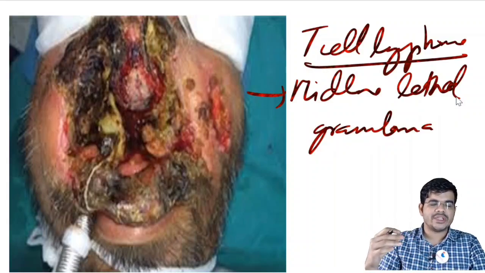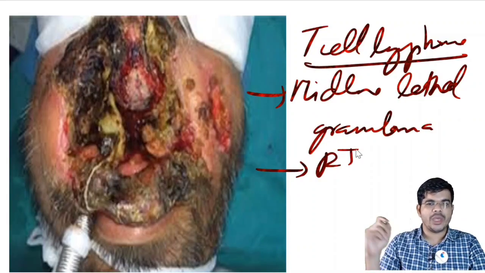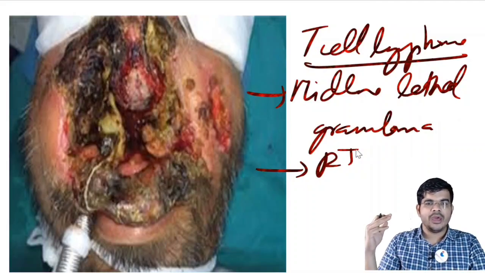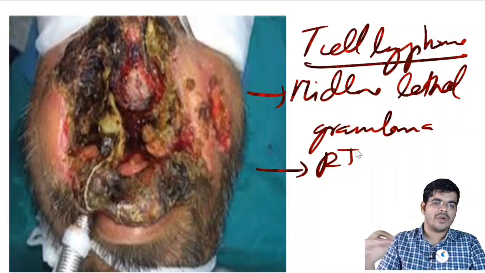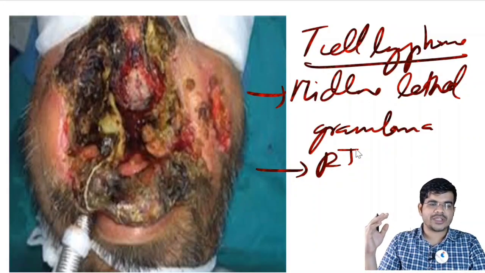And how will you treat this condition? For localized disease, you have to give radiotherapy, and when it has spread, you will have to give chemotherapy along with radiotherapy. Okay, when it is having systemic involvement, chemotherapy should be given as well. So these are the various granulomatous conditions of the nose that you have to know about.